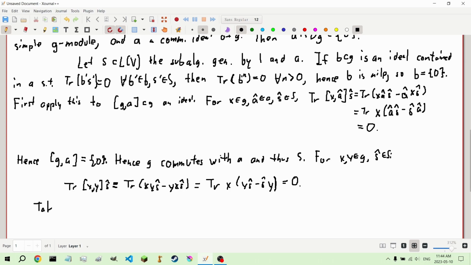Then, taking B to be the intersection of the derived algebra of G with A, we are done.